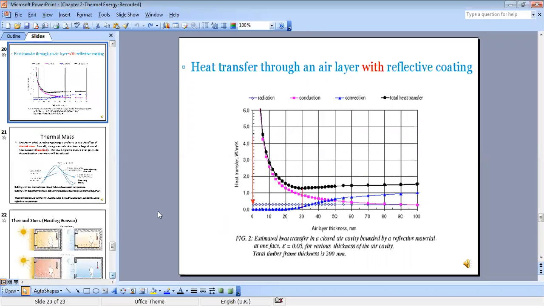Why convection increases very slowly at first? Sorry, I cannot hear you well. Can you please repeat? Why does convection increase with air layer thickness? This is the question. Sorry, the voice is not clear at all. Can you type it into the chat, please? I am waiting for you. Type it in the chat.